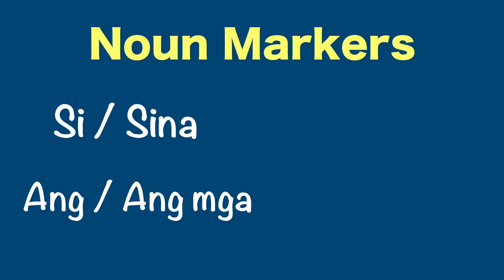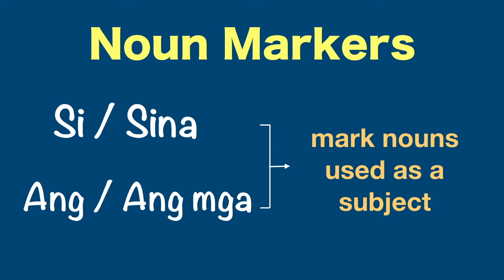But how will you identify these nouns in Filipino? Don't worry, it will be easy, thanks to the help of noun markers. In our previous lesson, you have already learned about si, sina, ang, and ang mga. These noun markers mark nouns used as simuno in the sentence, or subject.